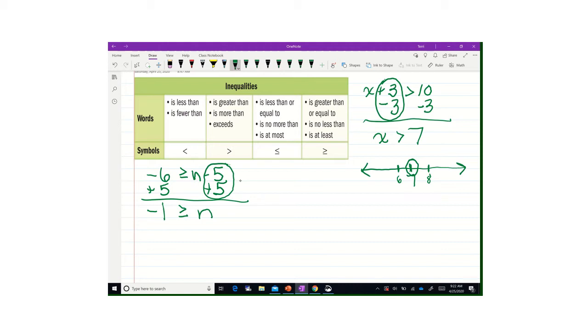And I'm going to say to myself, 6 is greater than 7. Is that a true statement? Is 6 greater than 7? Well, no, it's not. So we're not going to do anything to this side of the number line.